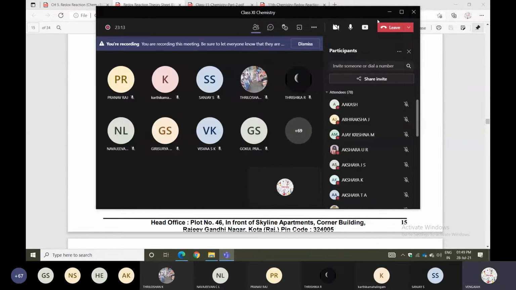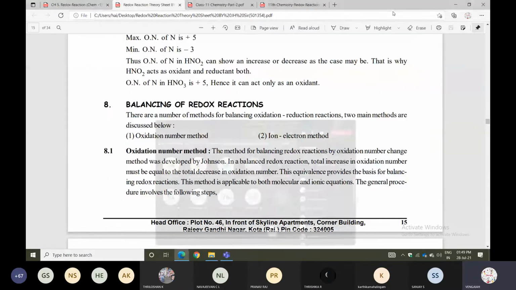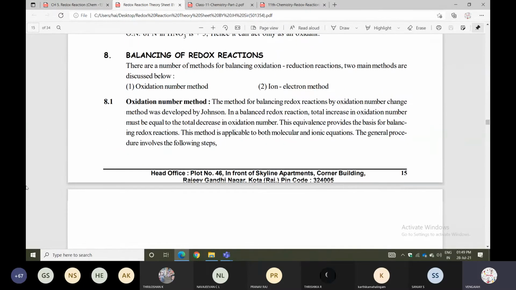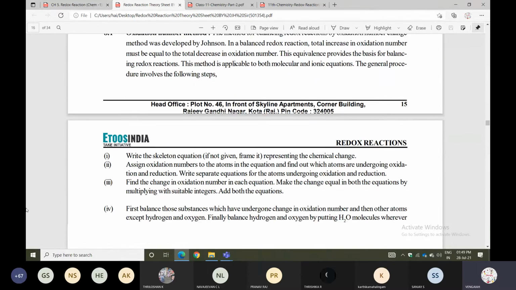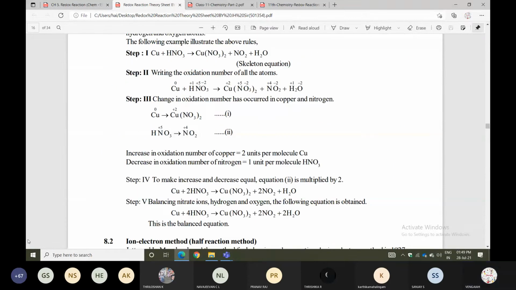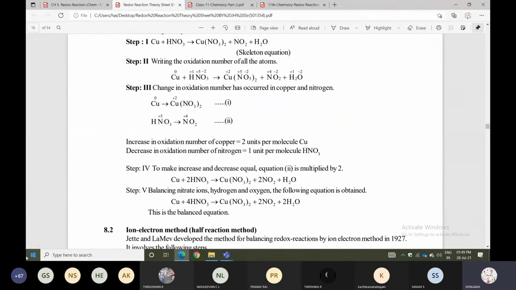So one is the oxidation number method. The next one is the ion electronic method. So we have two methods. Many techniques and methods are there for solving balancing reactions, but the most important are these two only. Okay? I will explain clearly. Listen here.